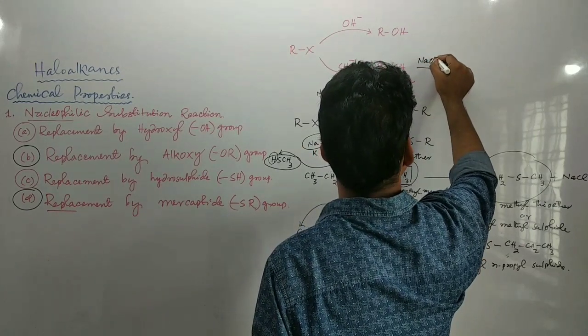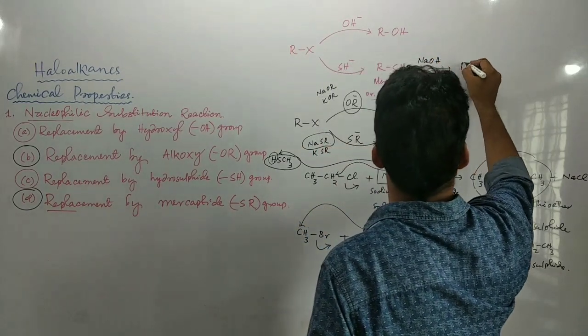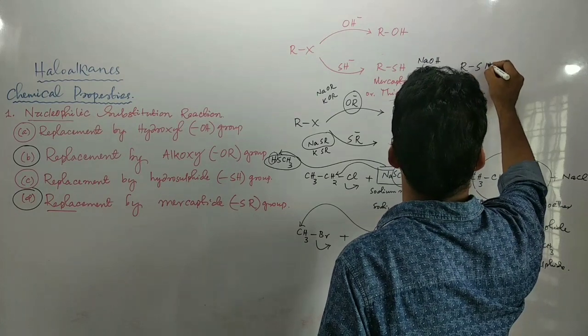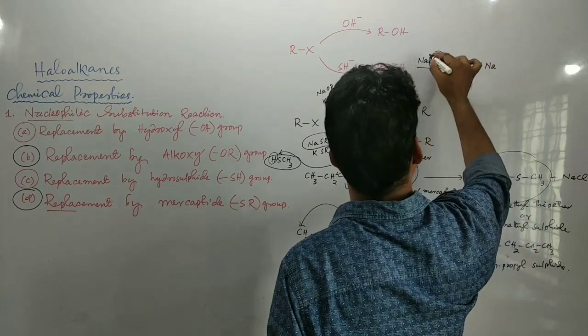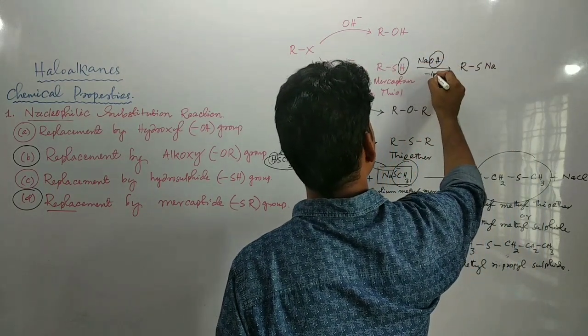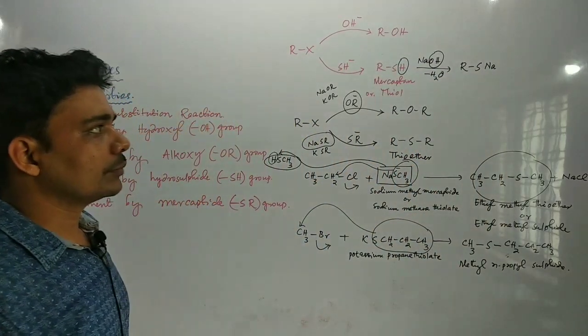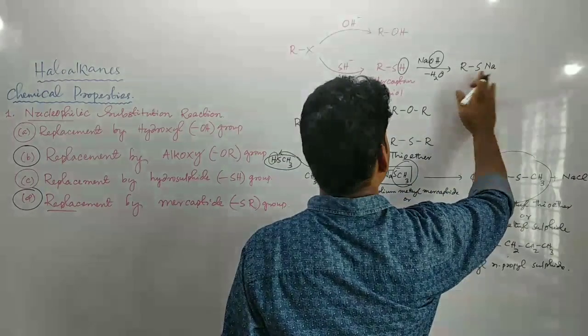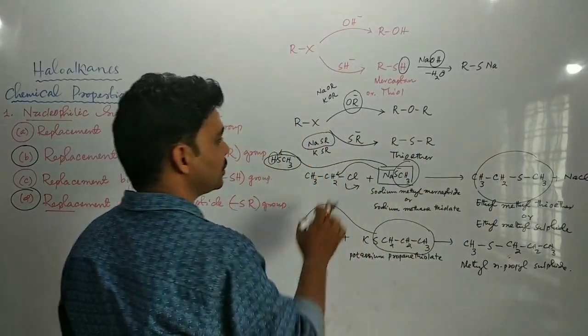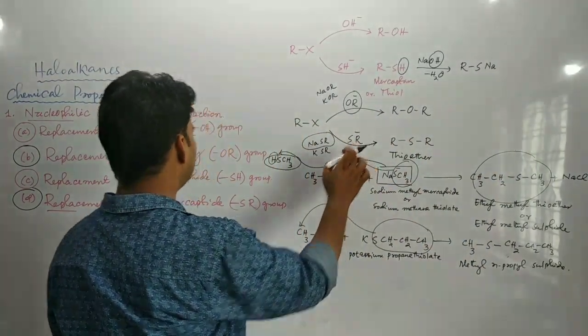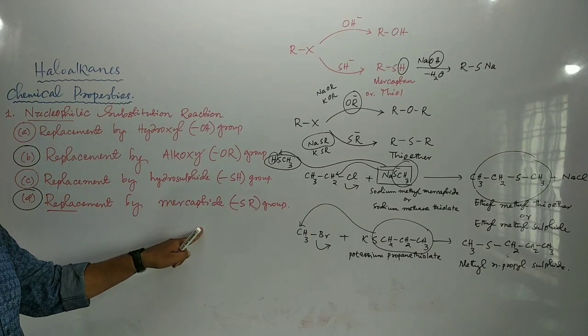When these mercaptans are treated with sodium hydroxide solution, you will get RSNa. This OH minus and this H plus will be removed as water, so that you will get the salt. This is your sodium mercaptide. The sodium mercaptide is to be used in the fourth reaction as a reagent.